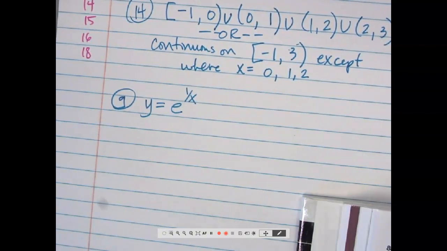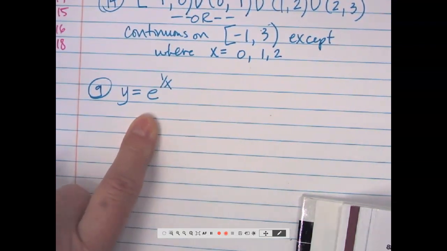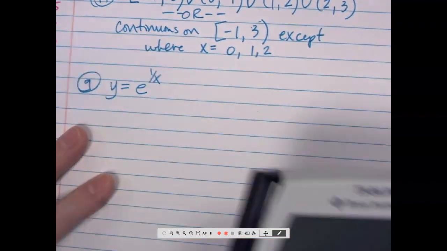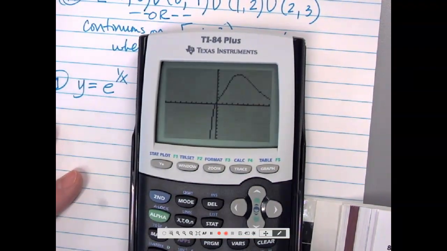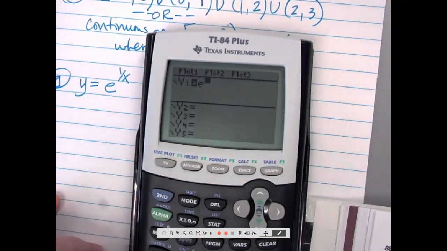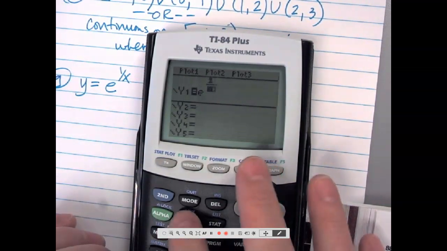So the directions are, find the points of discontinuity and then identify each type. Okay, so e to a power, like e to the x, is that exponential function. It's continuous, but I can't let x be 0 in this function because it's in the denominator of a fraction. So I know that there should be some kind of a break. So let's see what this thing looks like. E raised to the 1 over x.